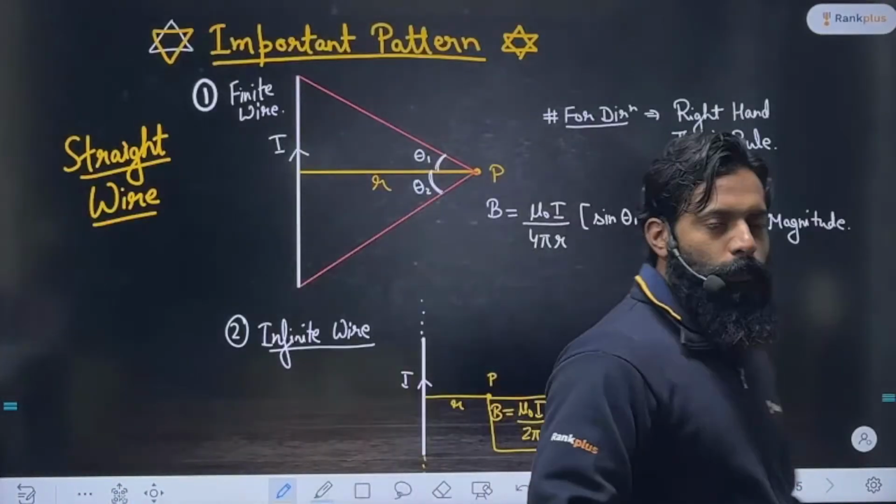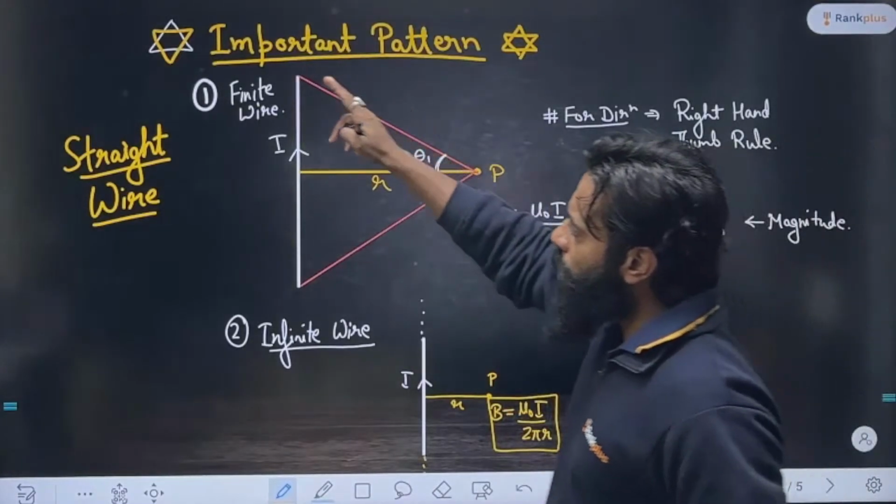Is this thing clear? First, do tell me, is this thing clear for a finite wire, for an infinite wire?